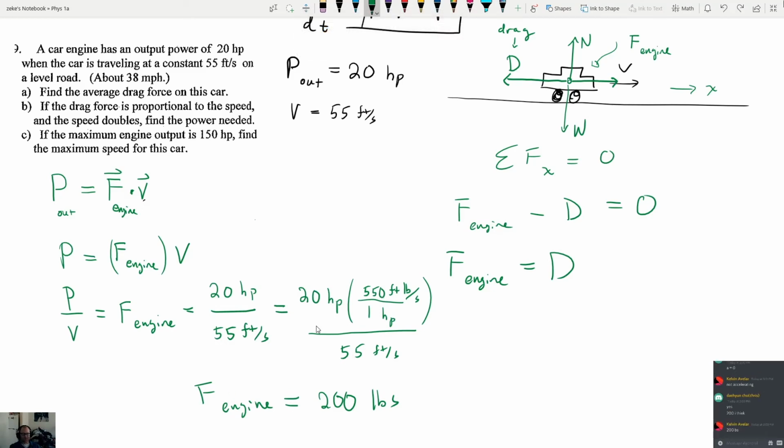Okay, so if the force of the engine is 200 pounds, that's also what the drag force is then, right?